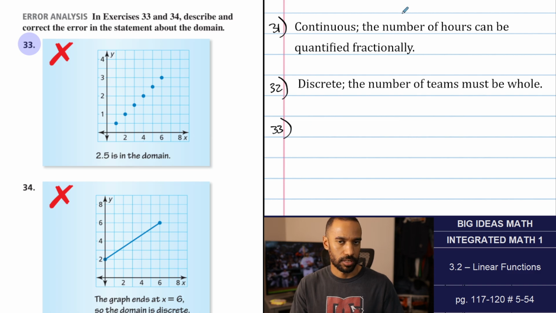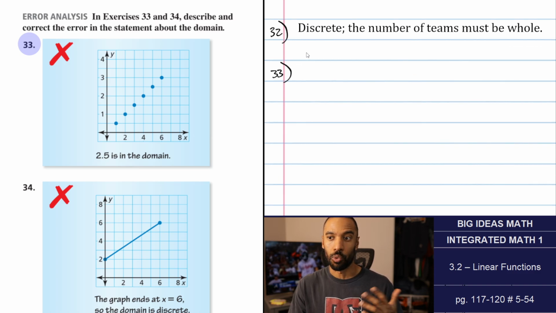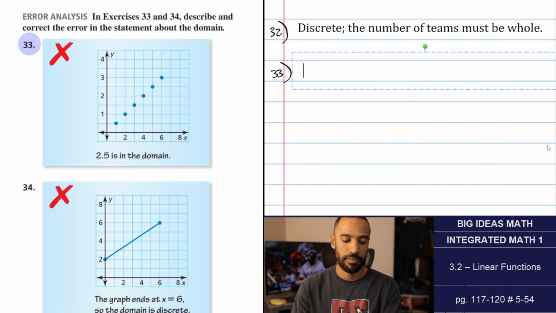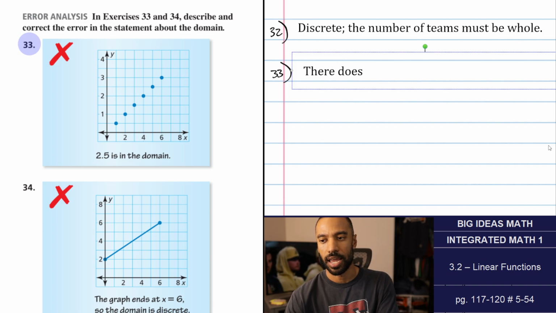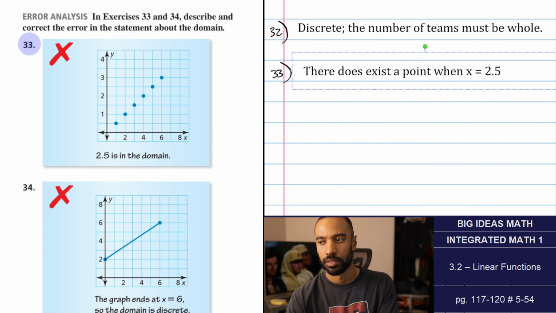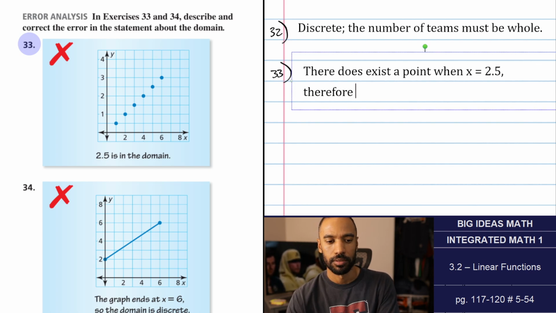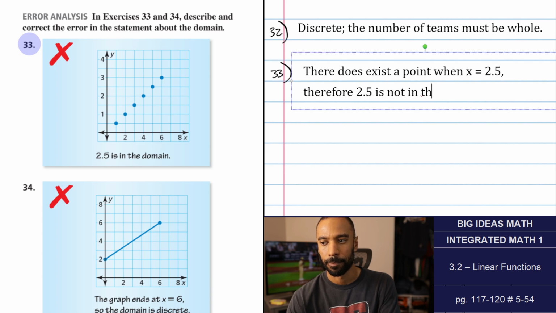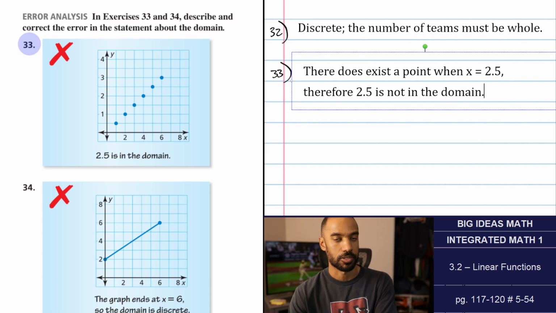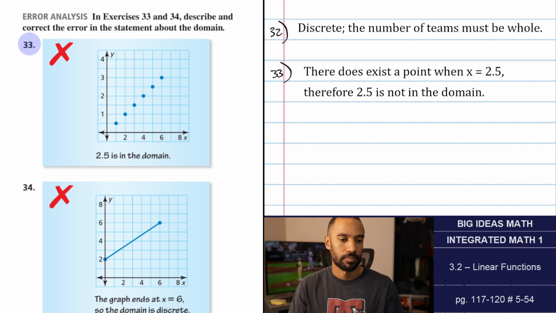There is no point. Not that there's no reason. There is no actual xy value there. There does not exist a point when x equals 2.5. Therefore, 2.5 is not in the domain. It's all about x in that case. Range is all about y. What's in the domain? 1, 2, 3, 4, 5, and 6. And that's it.